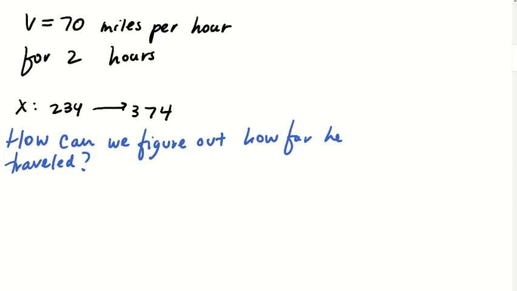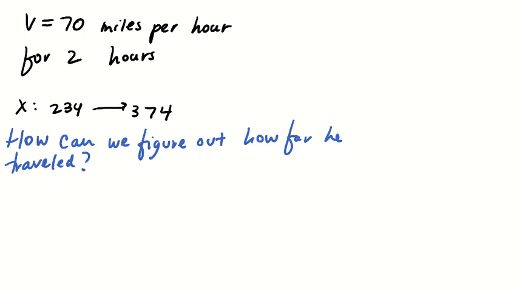All right, Mr. Messner had to get away from you kids, so he drove on I-35 at a velocity of 70 miles an hour for 2 hours. He traveled from mile marker 234 to mile marker 374. How could we figure out how far he traveled? And I'll just start out by telling you there's 2 ways, and their equivalence is basically the fundamental theorem. Okay, so what would be one way to find the distance he traveled?